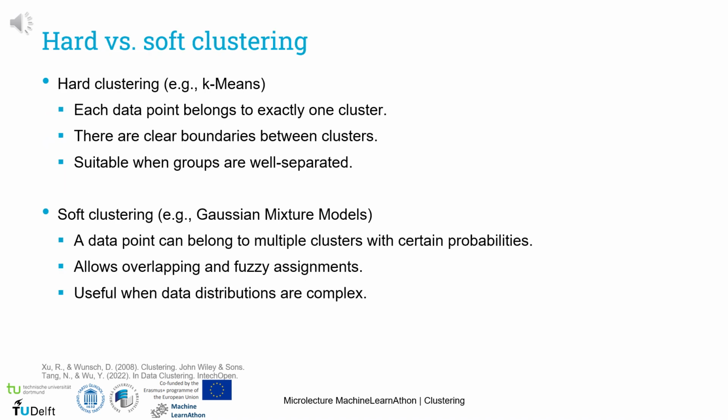In clustering, we differentiate between hard and soft clustering. In hard clustering, which is for example the k-means algorithm, each data point can only belong to one cluster. This means there are clear boundaries between these clusters, and the algorithms for hard clustering are usually applied when the groups are well separated. In soft clustering, a data point can belong to multiple clusters, and usually the algorithm provides probabilities to which one data point belongs to which cluster. And so soft clustering allows overlapping and fuzzy assignments, and it's very useful when data distributions are complex.